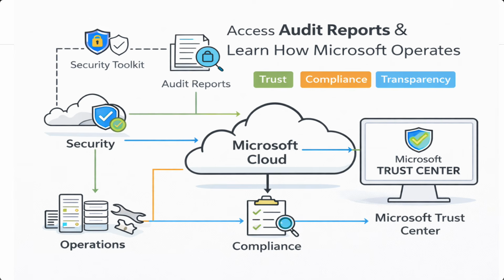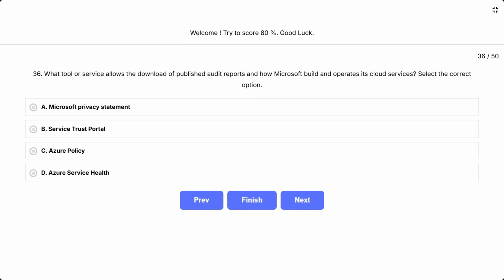This question asks you to identify the specific Microsoft tool that gives you access to published audit reports and explains how Microsoft builds and operates its cloud services. The key phrase is audit reports and how Microsoft operates. Think of which portal is built specifically for trust, compliance, and transparency. The correct answer is B, Service Trust Portal.